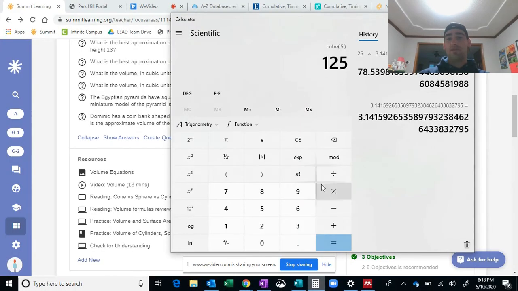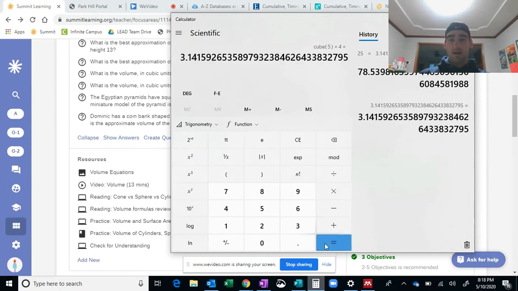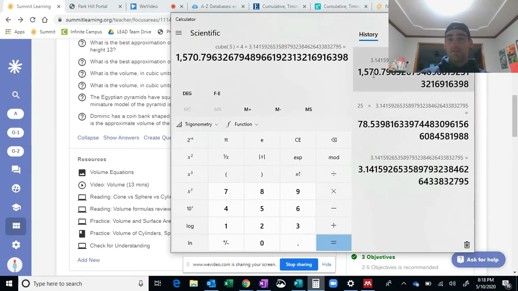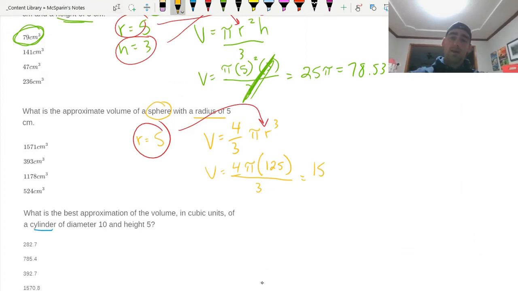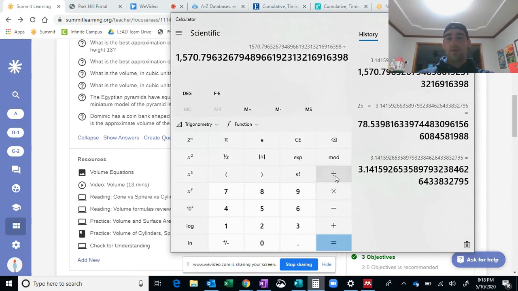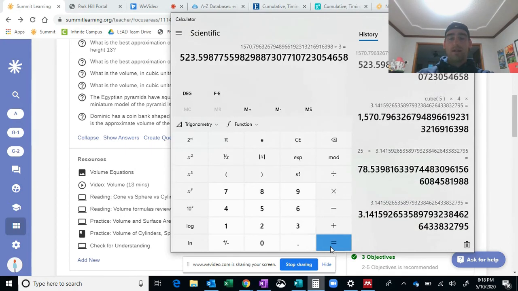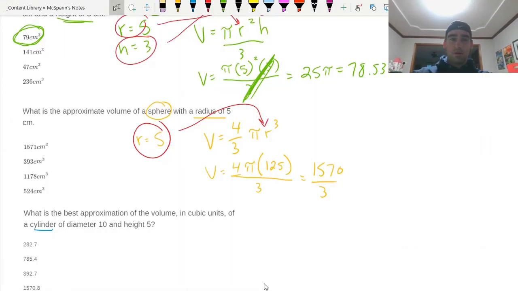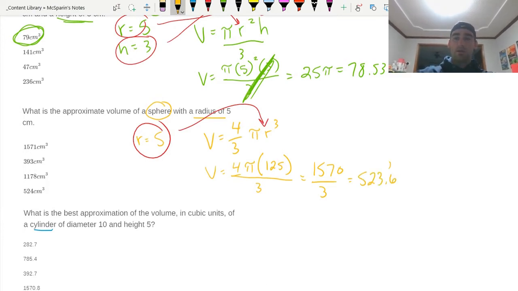I already have 125 here, so I'm going to multiply times 4, and then I'm going to multiply times pi, and that is 1,570. 1,570 divided by 3. So let's divide that by 3 real quick. It's already on the calculator, so I'm just going to leave it there and divide it by 3. And that's going to be 523.6. Which means it's going to be this one here.